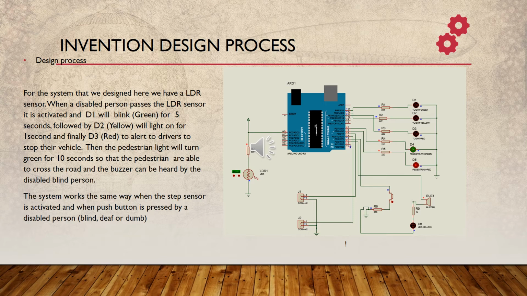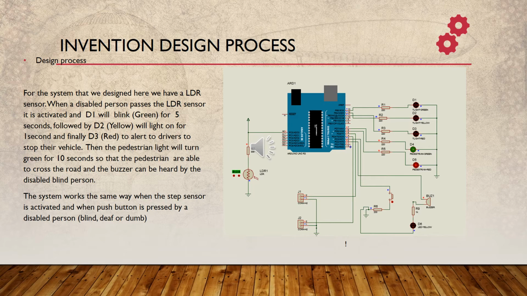Then the pedestrian light will turn green for 10 seconds. This will enable the disabled people to cross the road. And while they are crossing the road, the buzzer will be heard by the disabled person.